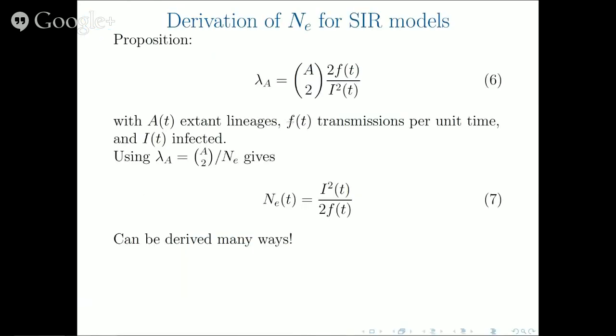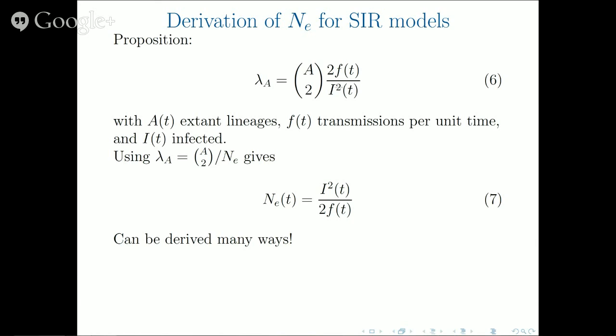So the way I'm going to derive the coalescent rate is first of all, I'm just going to state what it is. This is it, equation number 6. There are actually multiple derivations that we could do. Over the past few years, I've seen this derived in 4 different ways. And I'll show you 2 derivations. But first of all, this is what it is.